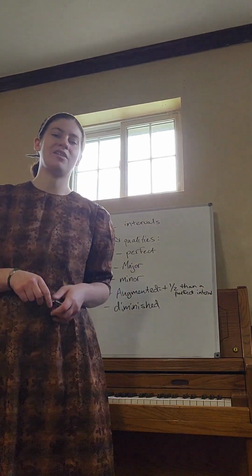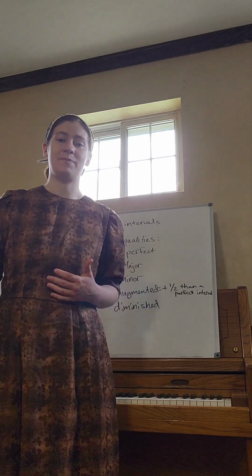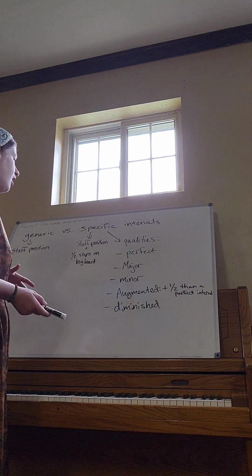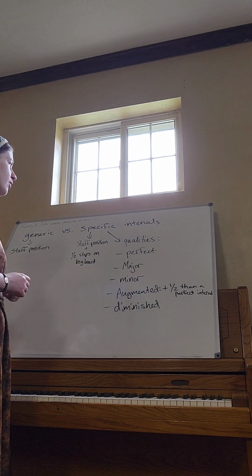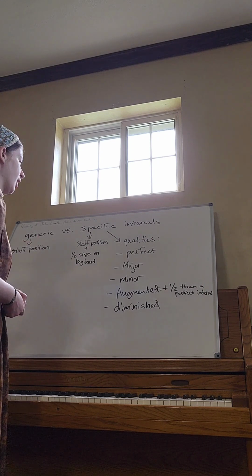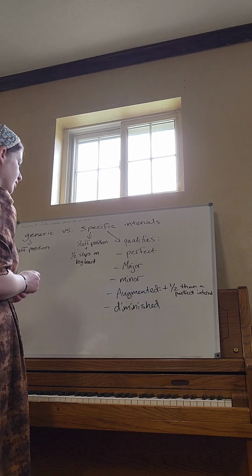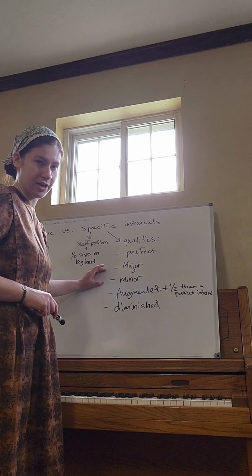So today we're going to be talking about intervals, and we're going to be talking more about different types of qualities of intervals. So remember, last time we talked about generic versus specific intervals. Generic intervals are determined solely by staff position, and specific intervals are determined not only by staff position, but also the amount of half steps on the keyboard between the two pitches. We talked about perfect, major, and minor intervals. Specifically, we talked about major and minor seconds and thirds last time.